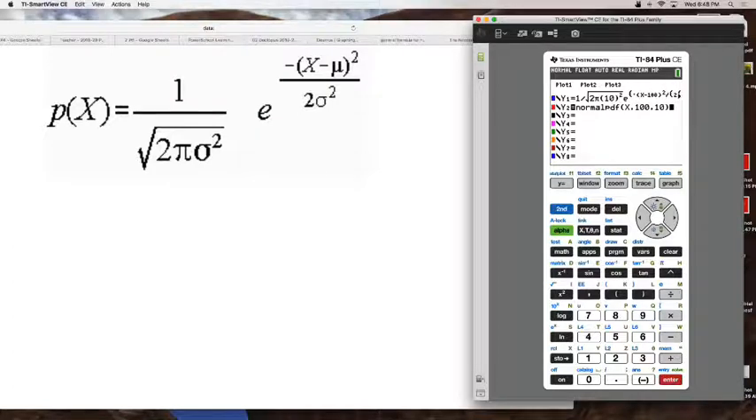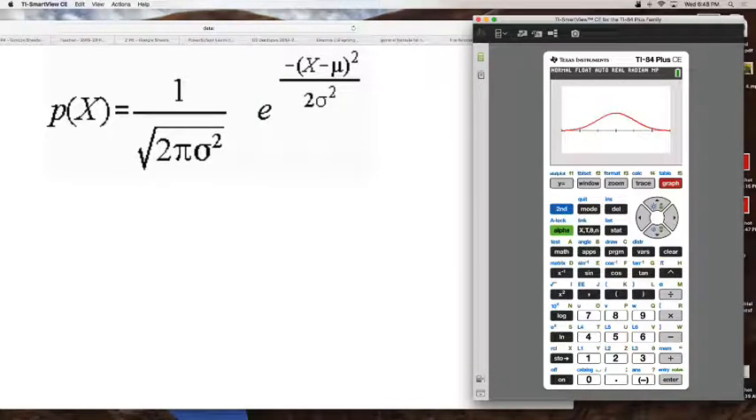Now you'll notice I unhighlighted the original function that I typed in, and I highlighted the second function instead, and when I hit graph, I get the same curve as I did before. And just to test it, we can find the integral from 90 to 110, just like we did before, and it produces the same number value. So much easier, but we can even do one better than that.